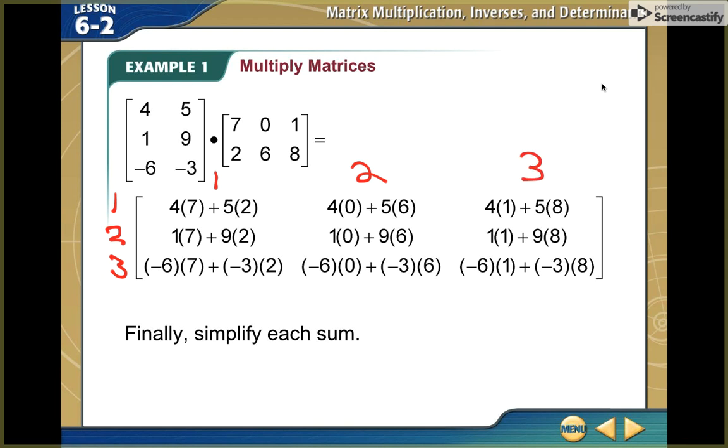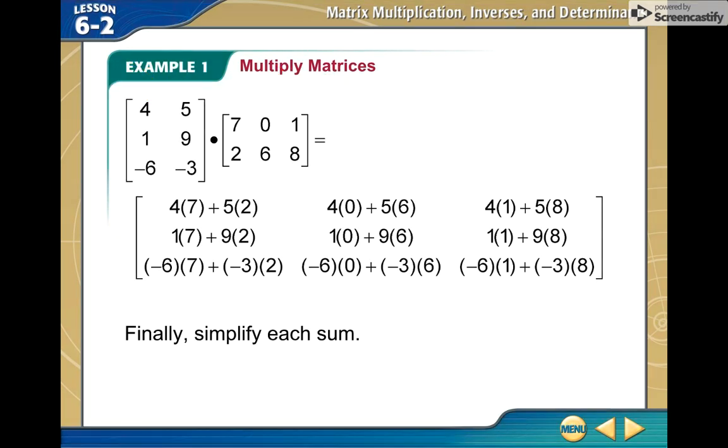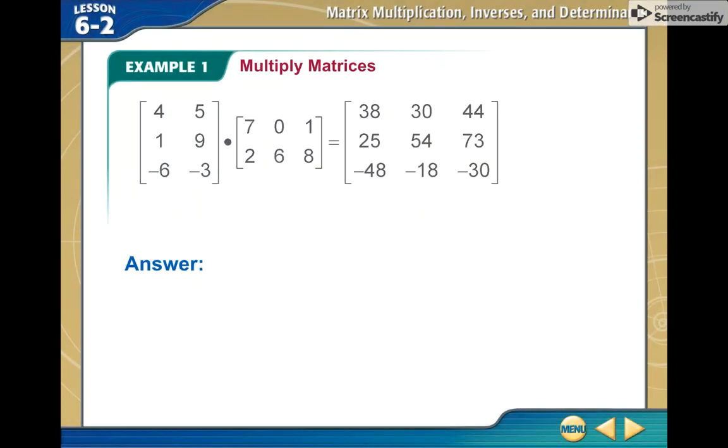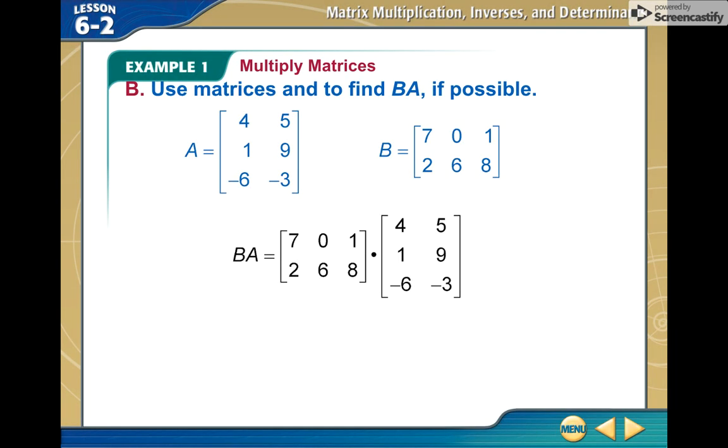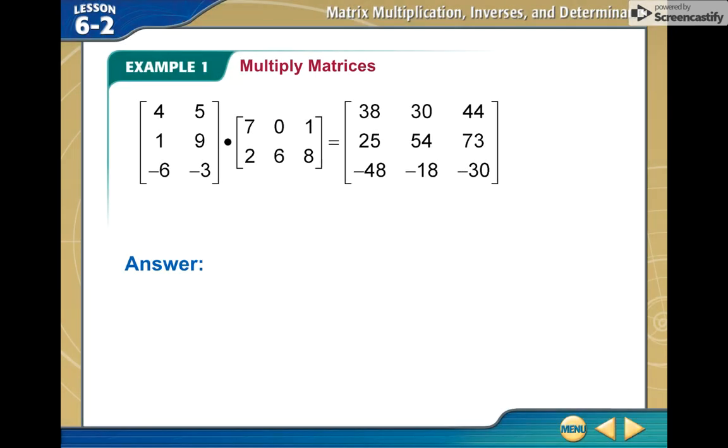And again, that came from a 3 by 2, and then a 2 by 3. The inner dimensions matched up, and the resulting outer dimensions, 3 and 3, came down here for our resultant matrix. And then we'd have to just simplify, and we'd have our final matrix. And back. There we go. So the 38, 30, this piece here is our multiplication of those two matrices.